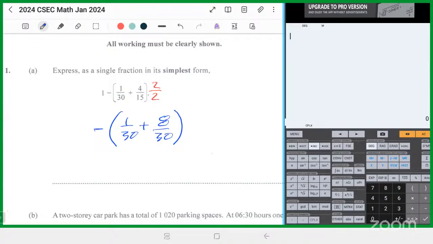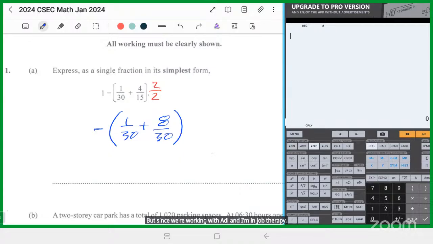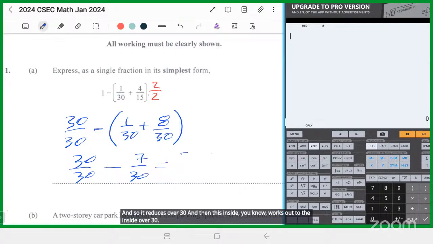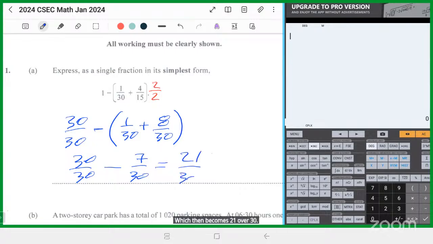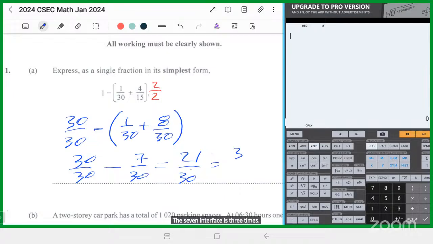We are subtracting that from 1. Since we're working with a denominator of 30, it makes sense to change this 1 into 30 over 30 as well. So it reduces to 30 over 30 minus 7 over 30, which becomes 21 over 30. Then each of these can be divided by 7. So 7 into this is 3 times, and 7 into 30 is 10. And so that is us.